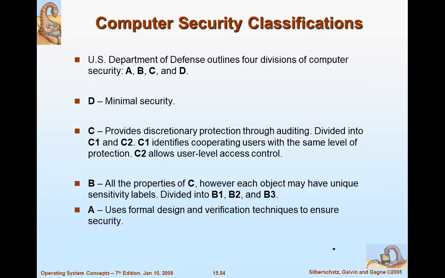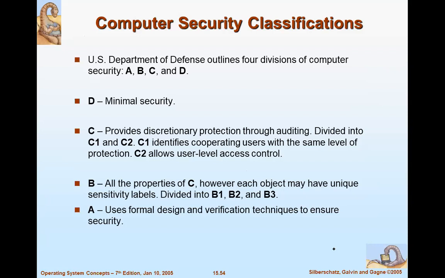Here you can see the computer security classification that is done by the US Department of Defense. The US Department of Defense outlined 4 divisions of computer security, that is A, B, C, and D. And that's why I told you that security is important, but security also has some negative impact on your system in terms of efficiency, in terms of performance, in terms of high overhead and high delay as well.